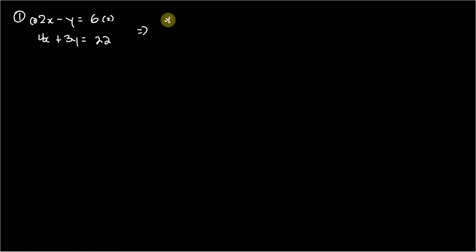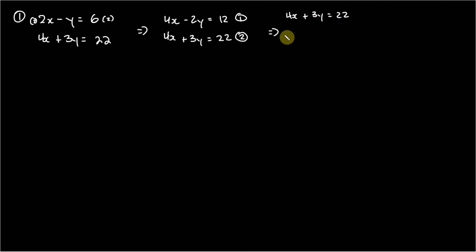So we're multiplying the top equation by 2. It's going to give us 4x, 2 times 2 is 4, minus 2y, and then 6 times 2 is 12, and then that's over 4x plus 3y equals 22. So this is equation 1, this is equation 2, and now we're going to subtract 1 from 2. So we put the second equation on top, 4x plus 3y equals 22, and then we subtract 4x minus 2y equals 12.